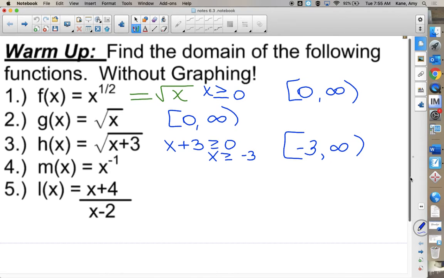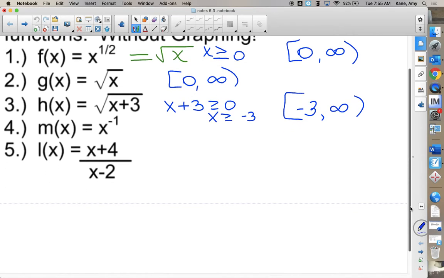So number 4 is a little different because we have a negative exponent instead of a fractional exponent. Chris, how would you write x to the -1? Yeah, we can write that as 1 over x. So it's the same thing as 1 over x. The first 3 dealt with square roots.